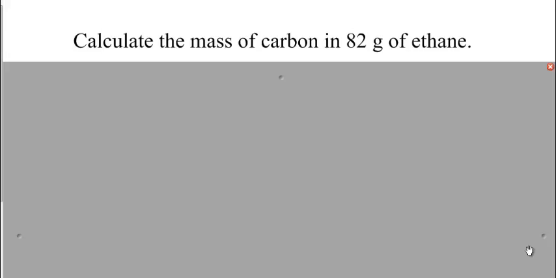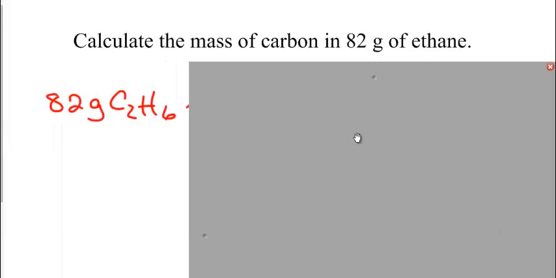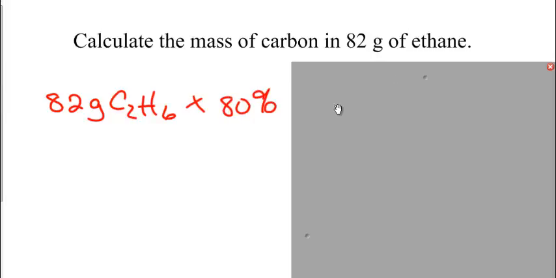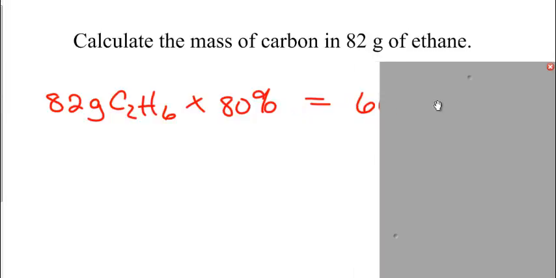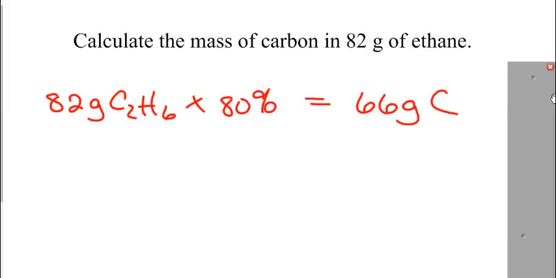Sometimes you'll see a follow-up question like this for percent composition. Calculate the mass of carbon in 82 grams of ethane. If you have a question like this, you want to start with your known. That's 82 grams of ethane, C2H6. I got this formula from the previous problem. So I know from the previous problem that carbon is 80% of ethane. If I just multiply by 80%, I can know how many of those 82 grams are carbon. 82 times 80% is 66.